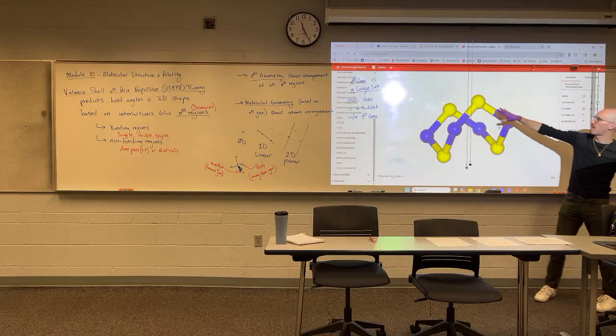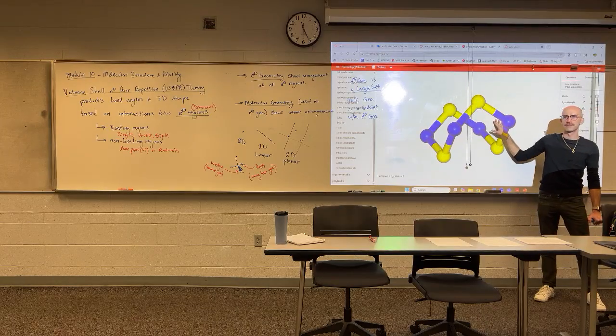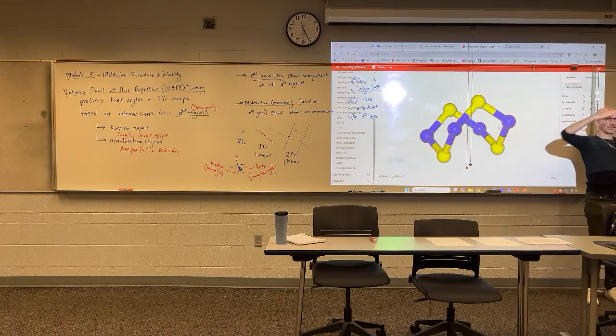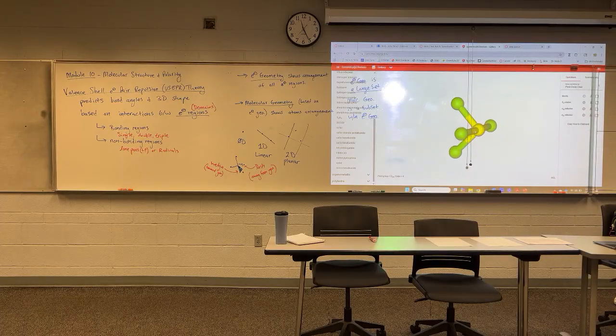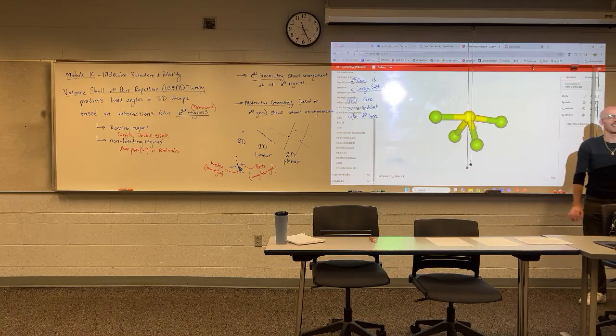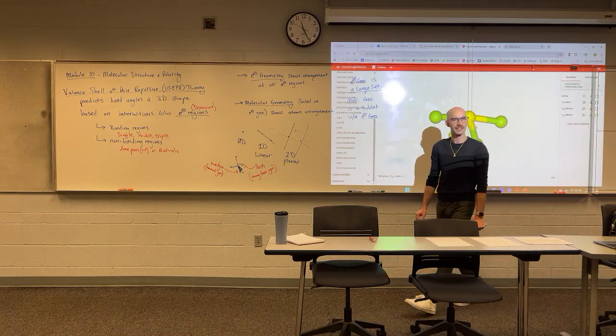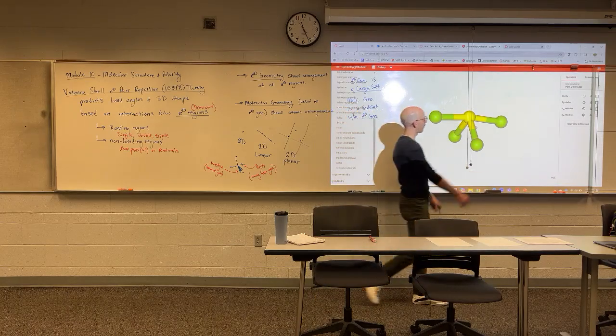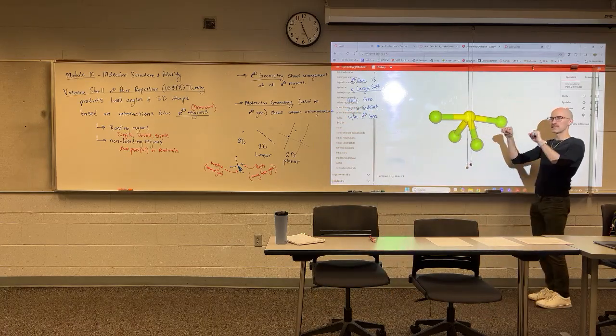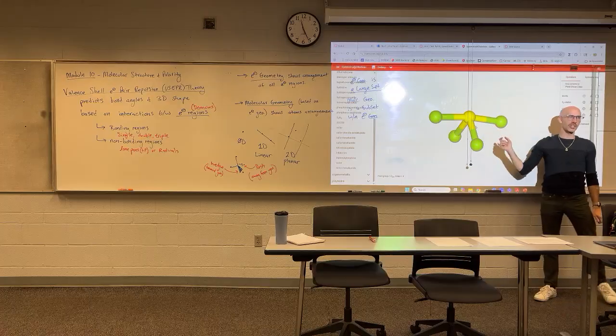What's the molecular geometry of this yellow atom? Bent. Yes. What is the molecular geometry of this yellow atom? It's not tetrahedral, but that is a good guess. It's not T-shaped, but that's not a bad guess either. Seesaw. Could have called it teeter-totter.